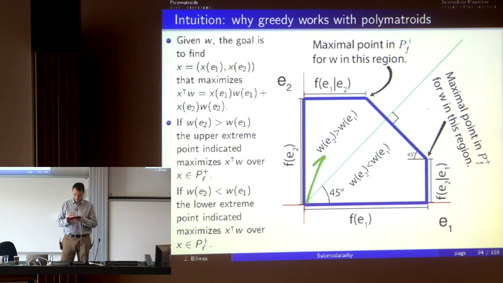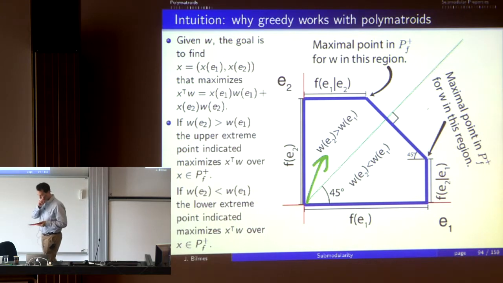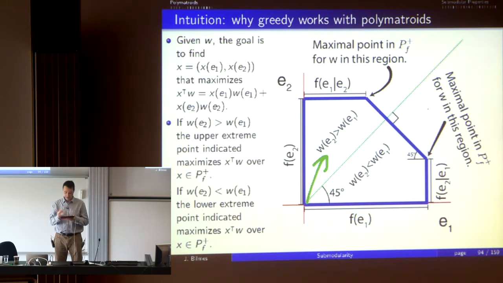And so let's say that you're a vector. Okay? And let's say that's you. So that means that you're slightly larger in the E2 dimension than in the E1 dimension. And so greedy basically says, okay, so this is W.